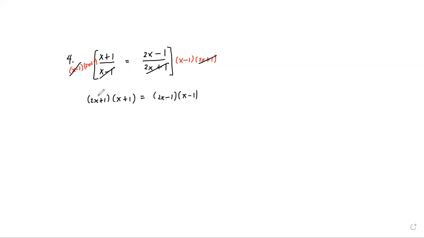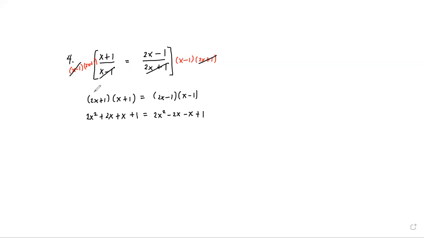So here we get 2x times x is 2x squared. 2x times 1 is 2x. 1 times x is just x. And then 1 times 1 is positive 1. For the right side, 2x times x is 2x squared. 2x times negative 1 is negative 2x. Negative 1 times x is negative x. And negative 1 times negative 1 is positive 1.